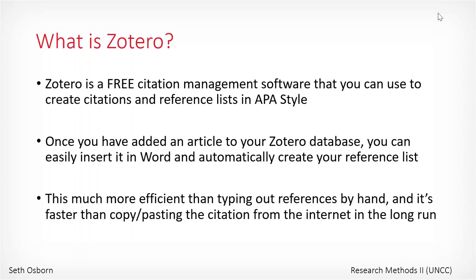The only thing you have to do first is add the article that you want to cite to your Zotero database and make sure it's formatted correctly. Once it's there, you never have to think about that article ever again. If you ever cite it again, it's already ready to go.